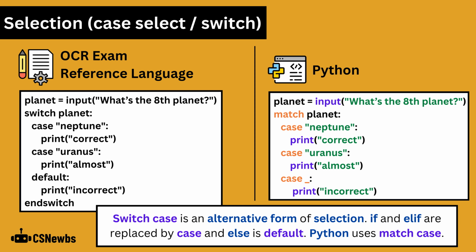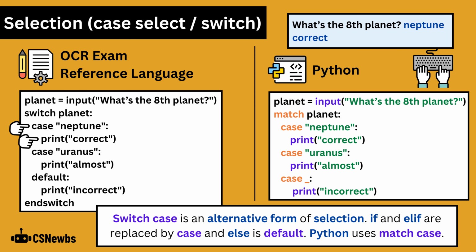Switch case is an alternative form of selection. If and elif are replaced by case, and else is default. Python doesn't use switch case, but it does have a similar feature called match case. Switch or match is the data to make a decision about. In this example, it is the value of the variable planet that has been input.